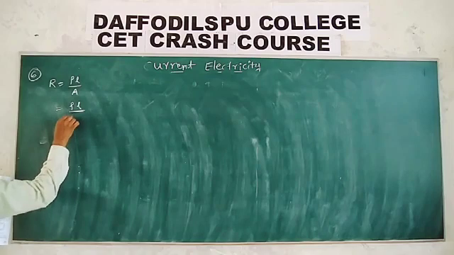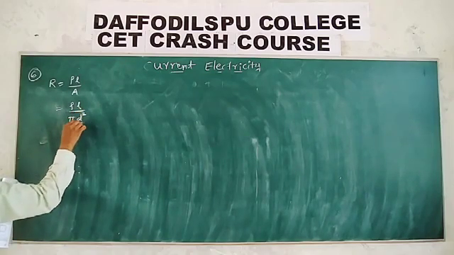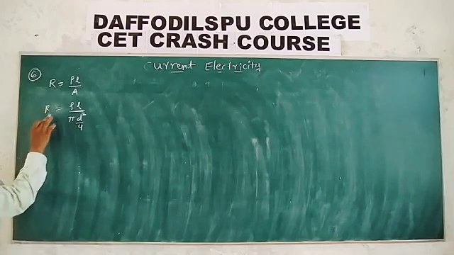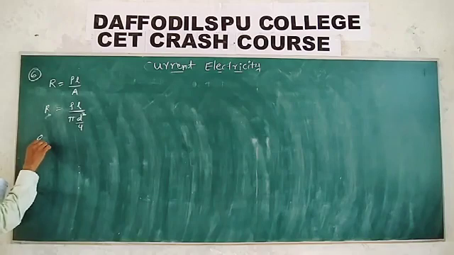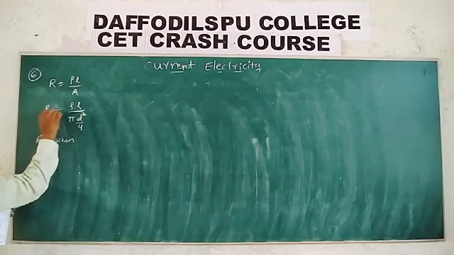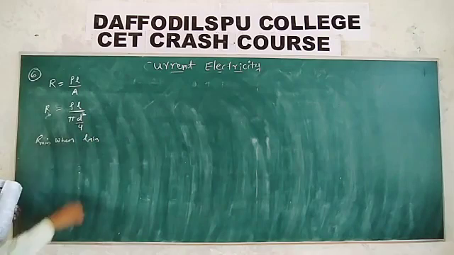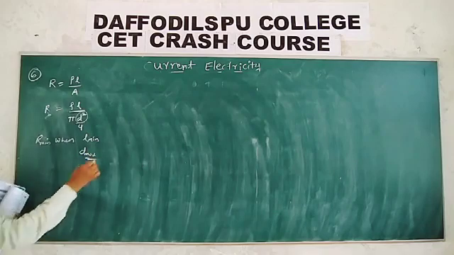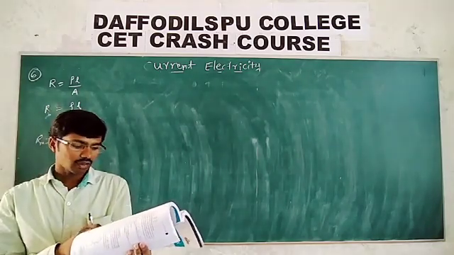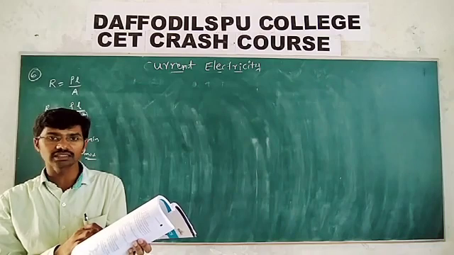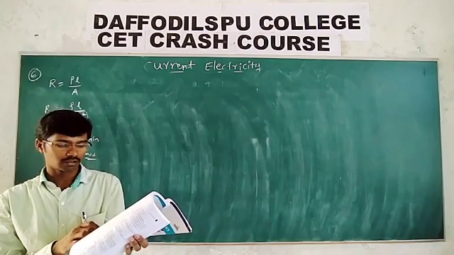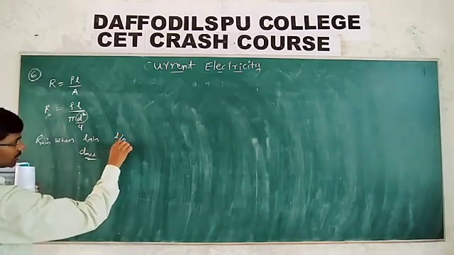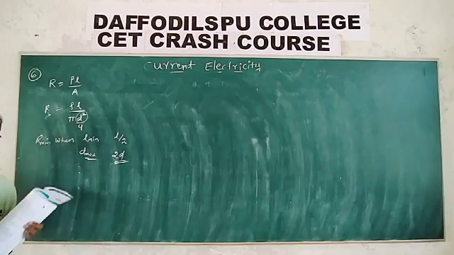Then rho L by A is equal to what? A is pi R square, that is pi D square by 4. But to have R minimum, when will R be minimum? R is proportional to L by D square, so the L value should be minimum, whereas the diameter should be maximum. From the given options, the one having less length, L by 2, and diameter 2D, is the fourth option.